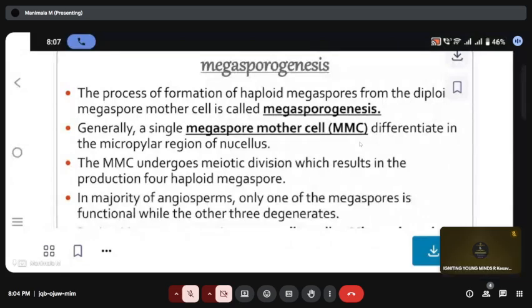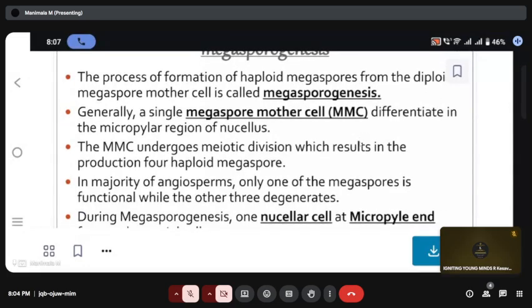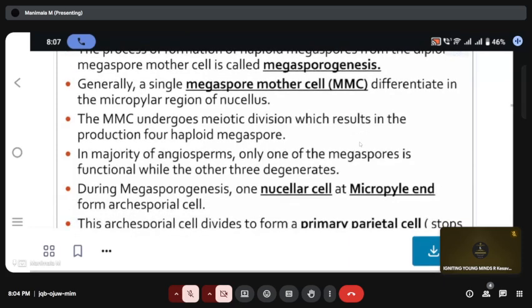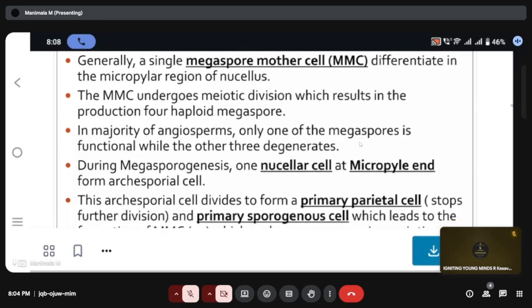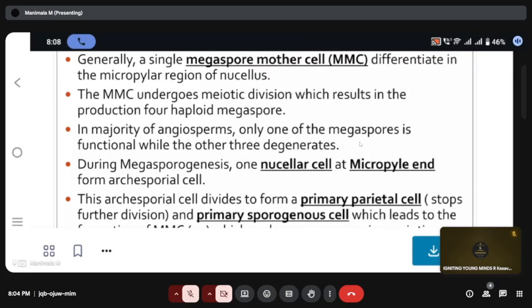The large cell is the megaspore mother cell. First, the ovule changes into a megaspore mother cell in the micropylar region. This megaspore mother cell undergoes meiotic division. As a result, four haploid megaspores will be formed. In the majority of angiosperms, only one megaspore is functional while the other three degenerate.